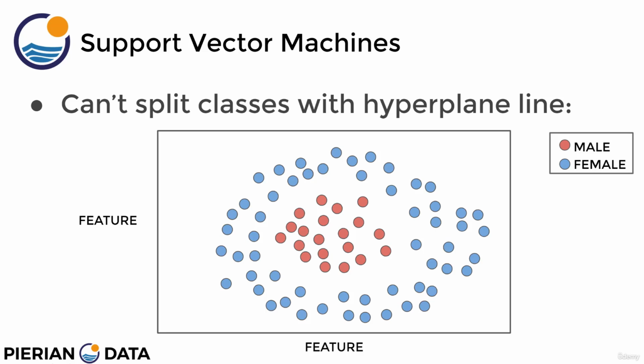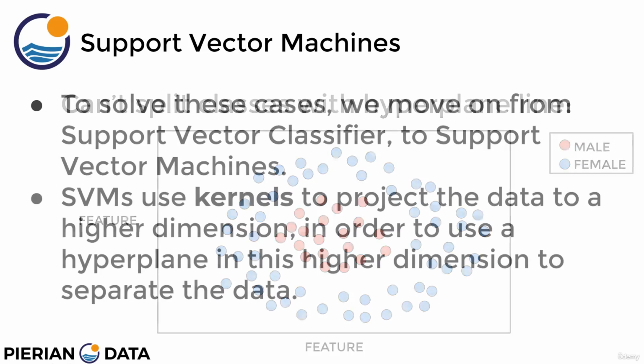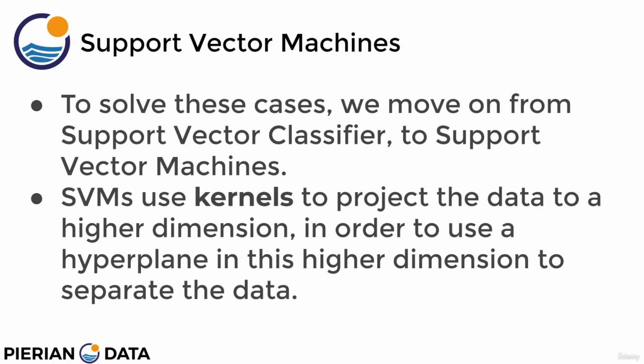Instead, this is where we have to go from a support vector classifier to a support vector machine. Support vector machines are going to solve the problem where your hyperplanes are not easily able to separate out your classes even when you have soft margins. So to solve these cases, we're going to move on from support vector classifiers to support vector machines. And the way we do this is through the use of kernels. Kernels allow us to project the data to a higher dimension or another feature space in order to use a hyperplane in this higher dimensional space to separate out the data. And we're going to talk a lot more in detail about this kernel trick and the movement to support vector machines in the next lecture. I'll see you there.